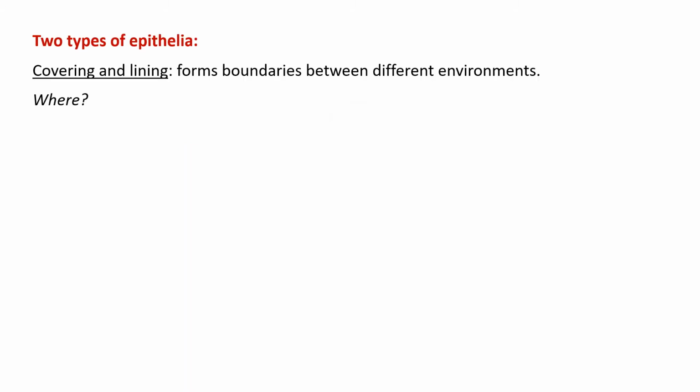So, as I said right at the beginning, we have 2 types of epithelia really that we can differentiate in terms of function. The first one is covering and lining. This forms the boundaries between different environments. And hopefully you're already thinking in your head about possible environments and possible types of covering and lining epithelia.